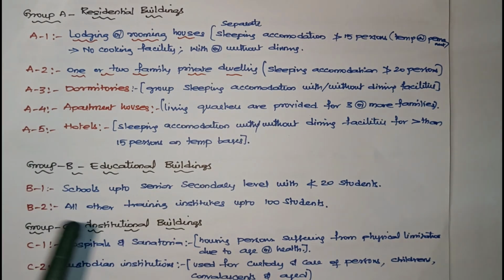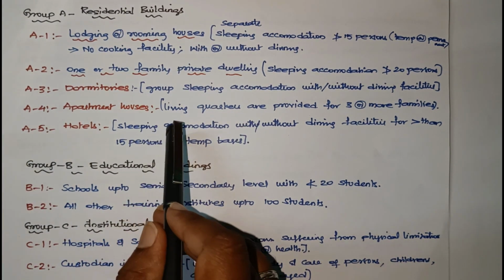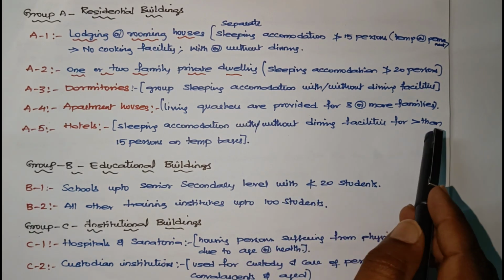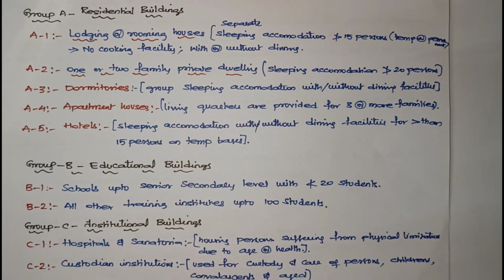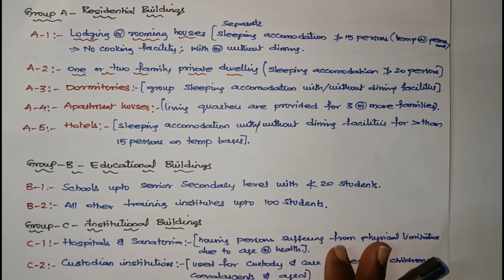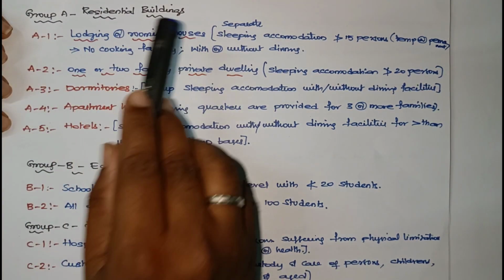Coming to the A5 hotels, you will have sleeping accommodation with or without dining facilities, and it is greater than 50%, and it is purely on a temporary basis. That comes under category A5. These are all the 5 subcategories related to residential buildings.